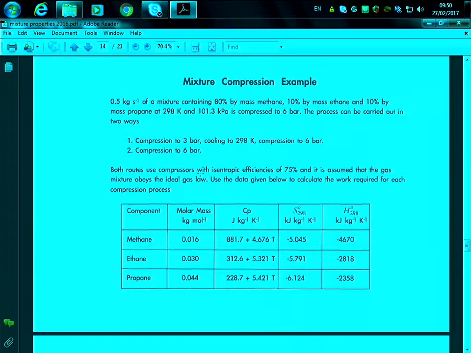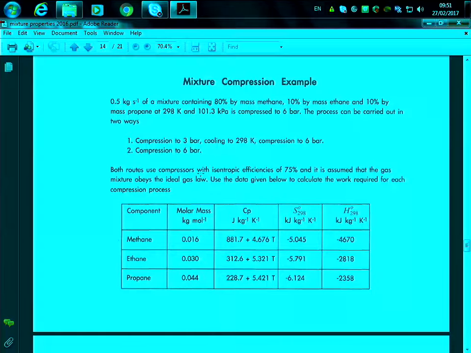So you look at the work needed. You calculate the work needed for each of the compressors separately, add them up, and compare to the work needed if you only have one compressor. So basically here you will look at the work. Both routes use compressors with isentropic efficiency of 75%, and it is assumed that the gas mixture obeys the ideal gas law. Use the data below to calculate the work required for each compression process.